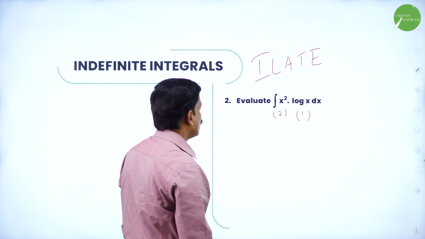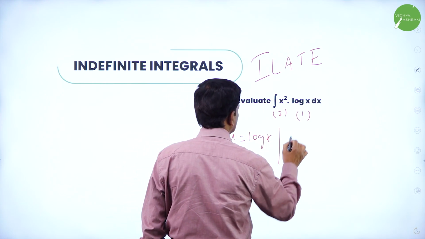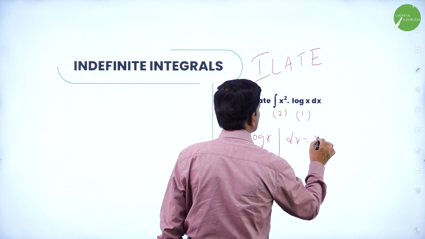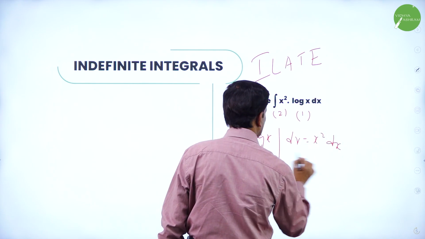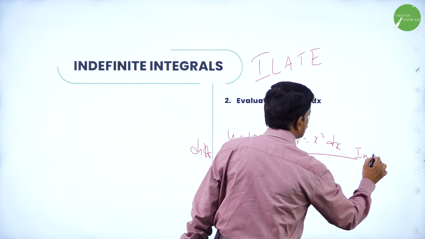Okay. Now here you can write u is equal to log x, the first function, and the second function dv is equal to x square dx. Now differentiate the first function. Differentiate this, integrate this. So integrating.